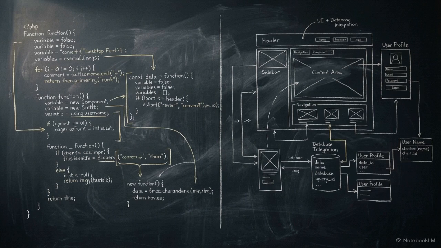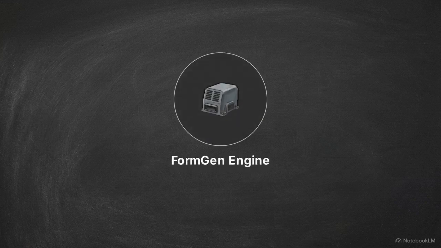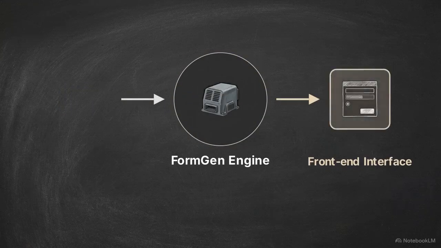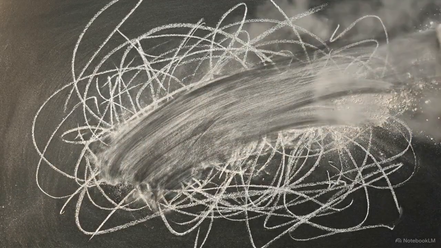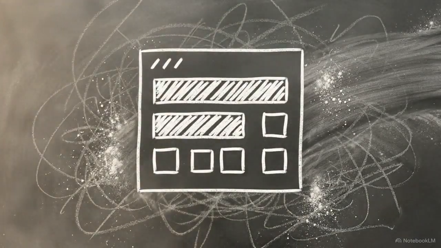PortalSmith FormGen established a straightforward baseline for Node-RED developers. Feed the system a JSON schema, and it immediately outputs a functional front-end interface. This removed the need to hand-code HTML or manually wire up complex front-end frameworks just to capture user input.